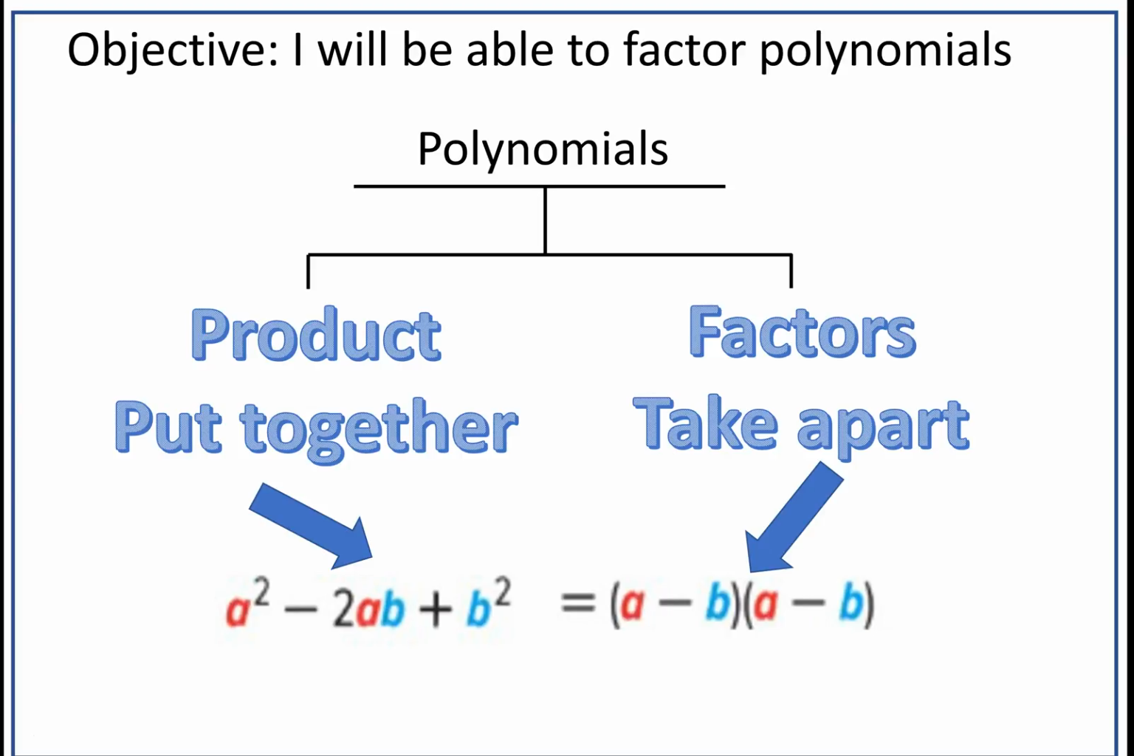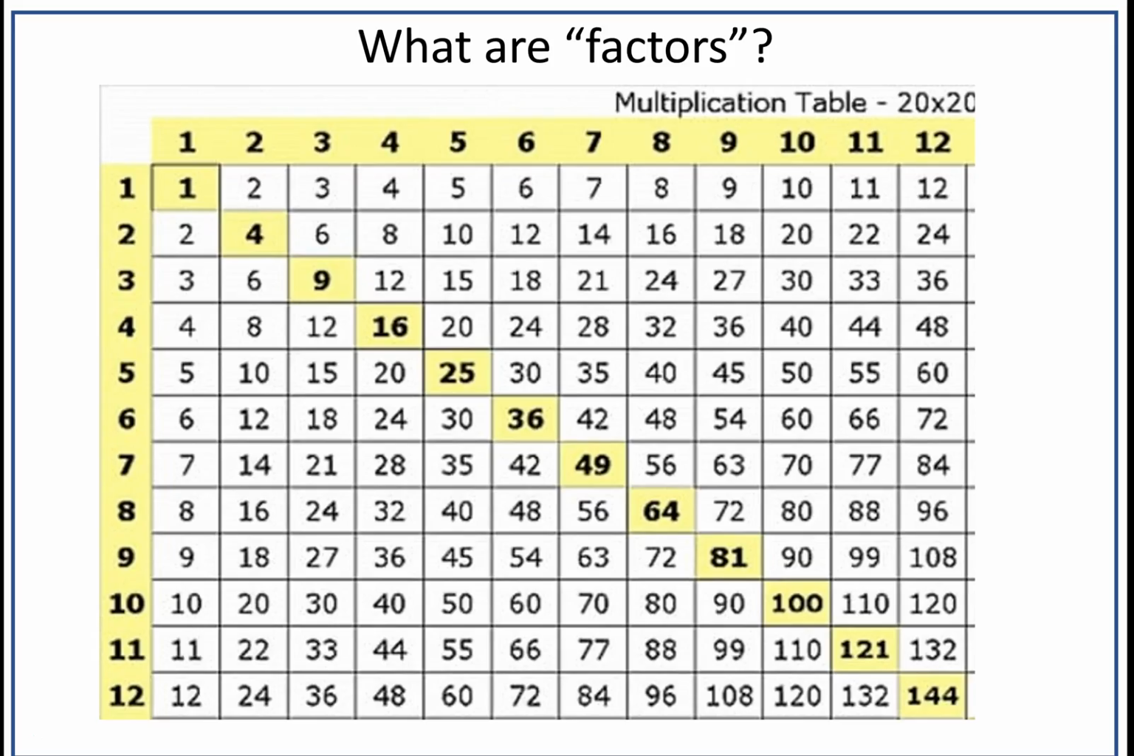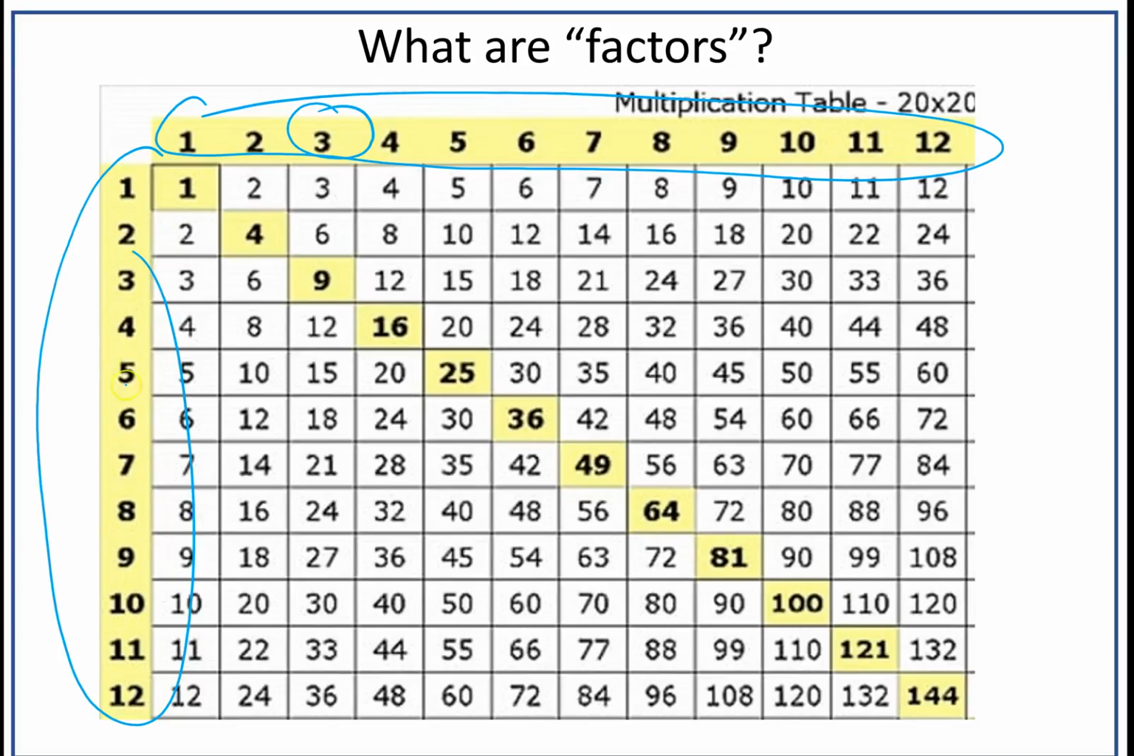So, two things we do with polynomials. One, we take the product, meaning we put them together, and then we take the factors, which means we take them apart. But they're equal to each other. One is just put together by multiplying, and the other one is taken apart by the method I'll show you right now. All right, so what are factors? Well, these are factors out here. And inside here are what we call products.